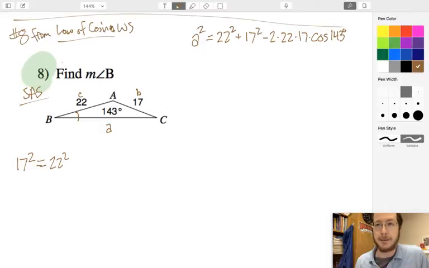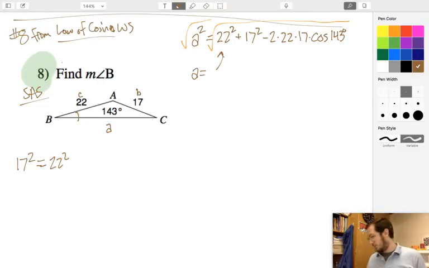All right, let's see. We've got no variables on the right. We've got just our variable on the left. So let's square root both sides. We don't have to worry about plus minus since we're looking for the length of a side. So it's got to be positive. So a equals square root of all that. I'll plug that in my calculator.